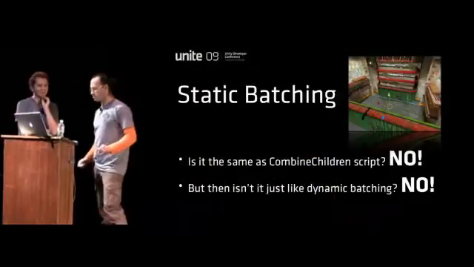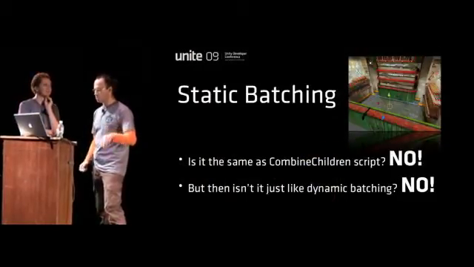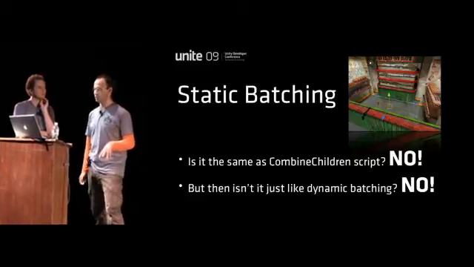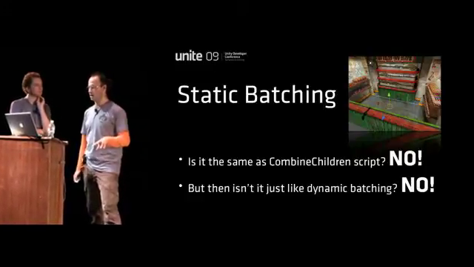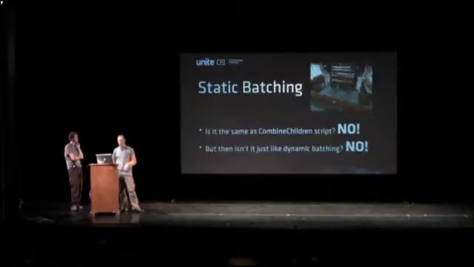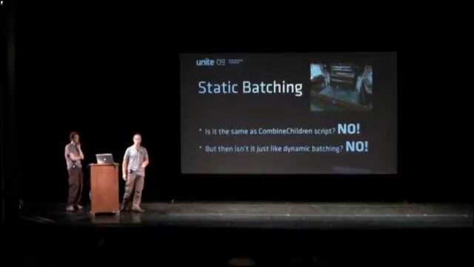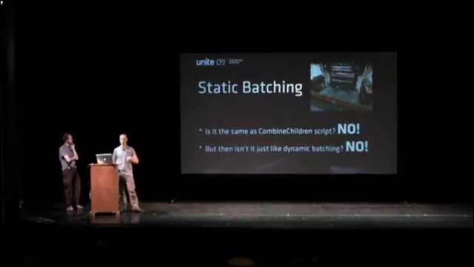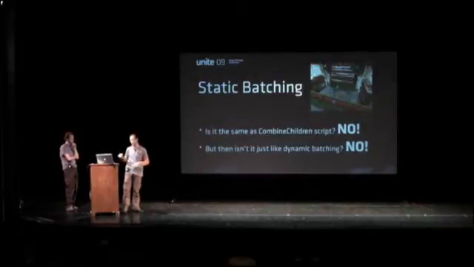One small sidestep: people were asking whether it's like the combine children script. No, it's not. It's much better, and it's not like dynamic batching. It's different in the sense that it doesn't have this limit of 300 vertices. You can batch objects of whatever size. And it's much faster. So if you can use static batching, then you should prefer static batching.